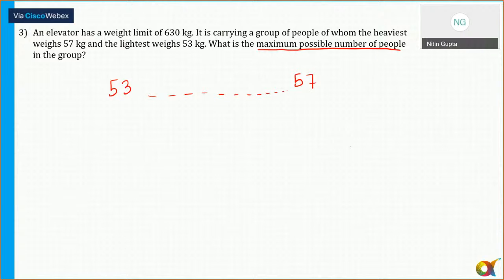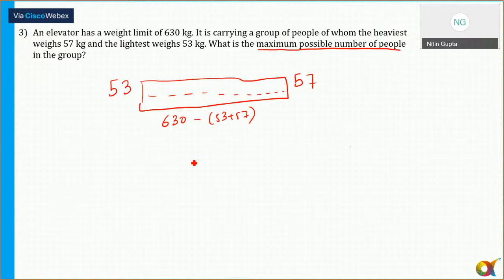So here I need to find the maximum possible number of people in the group. The total weight of these people must be equal to 630 kg. That is the total weight. The maximum weight limit is 630. So 630 minus 53 plus 57, that is equal to 520.